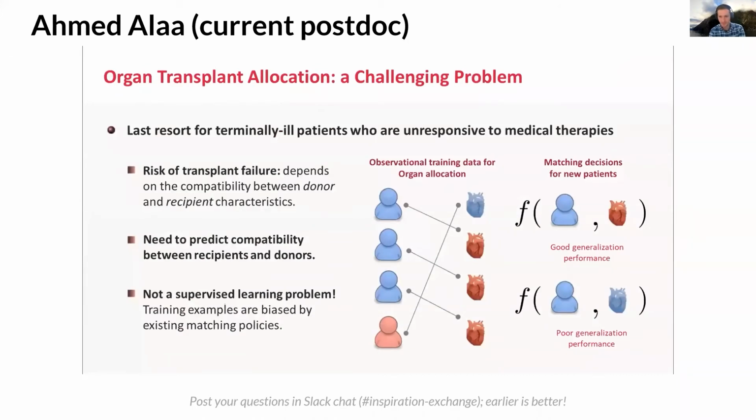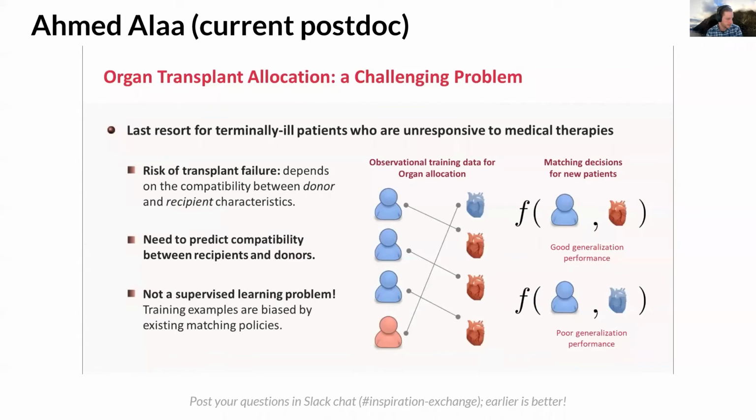The problem that we are addressing in this paper is the problem of organ transplant allocation. Organ transplants are the treatments of last resort for terminally ill patients who are not responsive to conventional medical therapies and drugs. Each transplantation procedure incurs a certain risk of failure, and the risk of failure depends on the extent of compatibility between the donor organs and the clinical characteristics of the recipient patients. So in order to properly match the right organ to the right patient, we need to be able to predict the compatibility between recipients and donors beforehand.